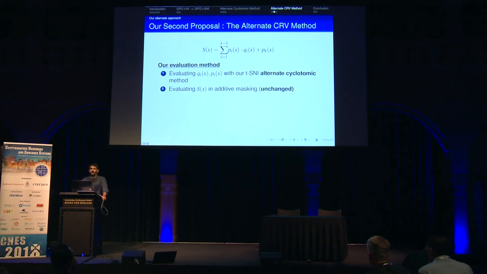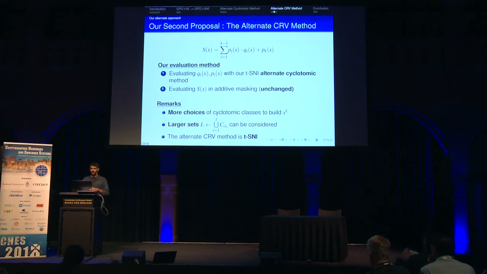Now, since our first proposal, the alternate cyclotomic method, evaluates polynomials very efficiently, we can evaluate the P_i and the Q_i with it. Moreover, our method has been proved to be TSNI, and therefore it can be used inside the CRV construction very safely. And since our cyclotomic method outputs the evaluation of polynomials in an additive masking, the evaluation of S of X is completed in additive masking, which is unchanged compared to the original method.